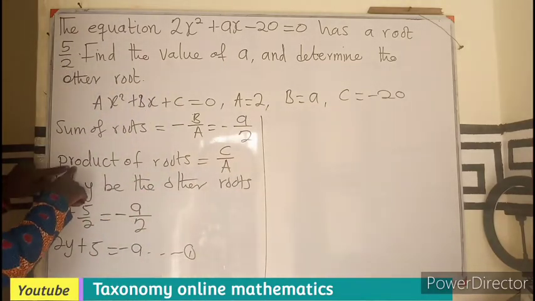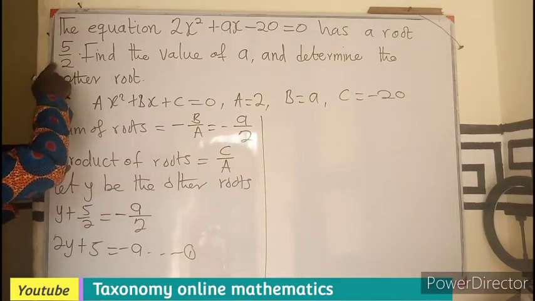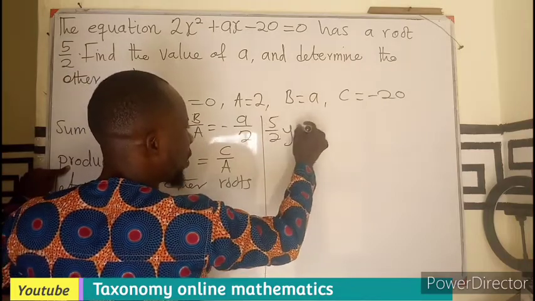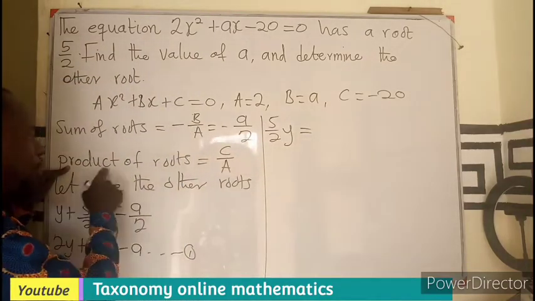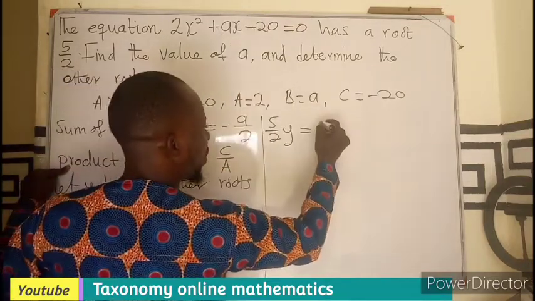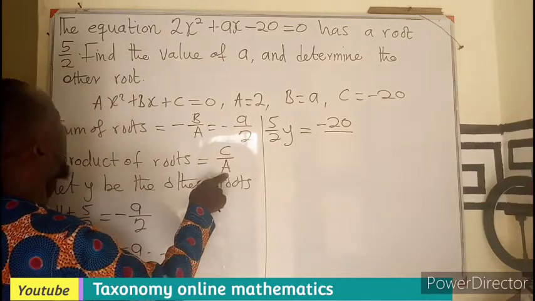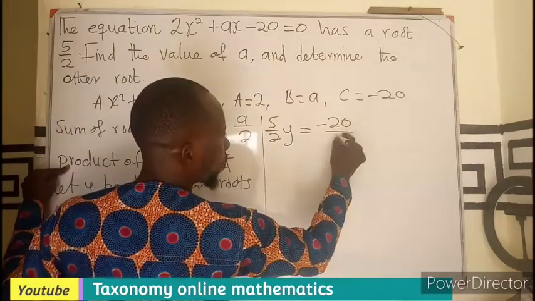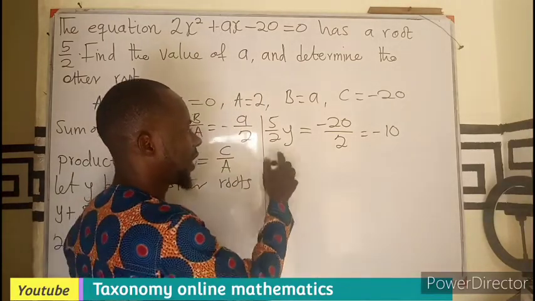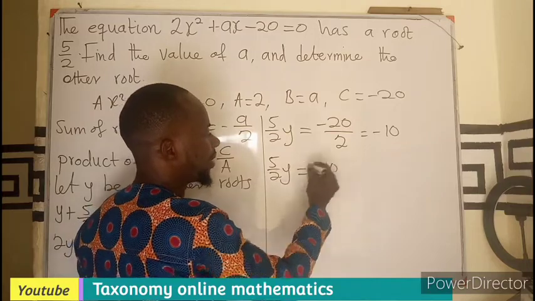Then here we are also going to take the product of the roots. Product means multiplication of the two roots. That will be 5/2 times y should equal the product, which is C over A. In this, our C is minus 20 over A, and our A is 2. That will be minus 10. So in this case, I have 5/2 y equals minus 10.